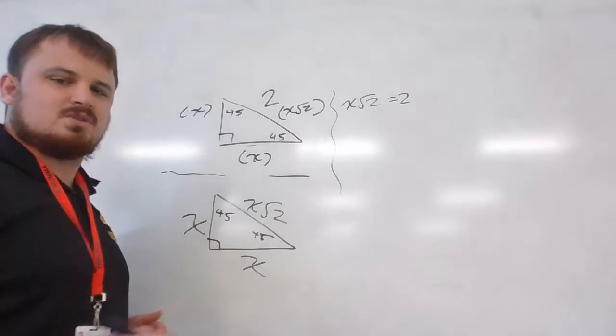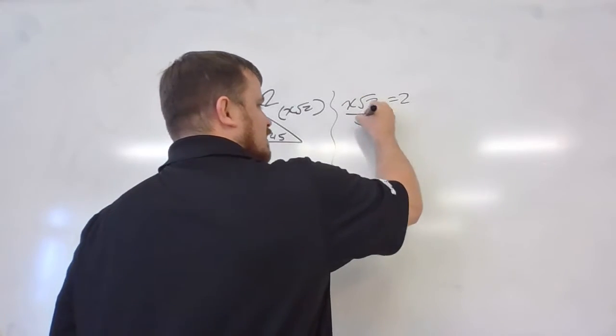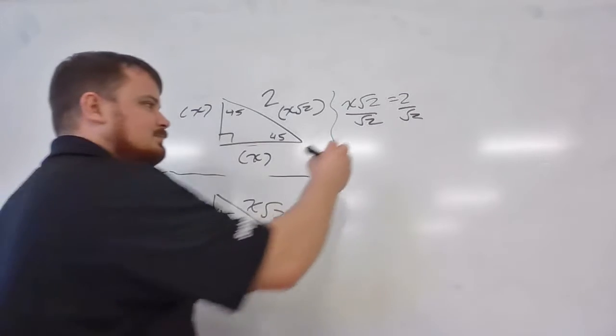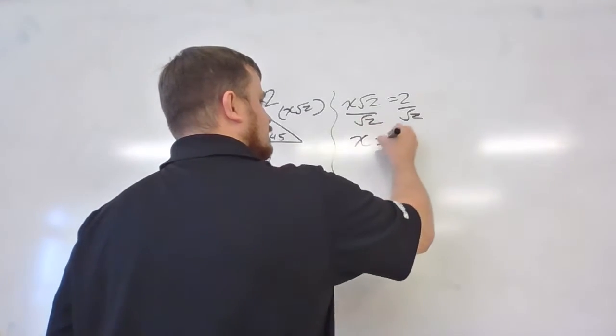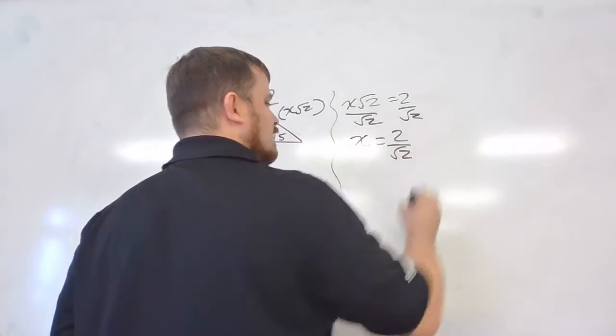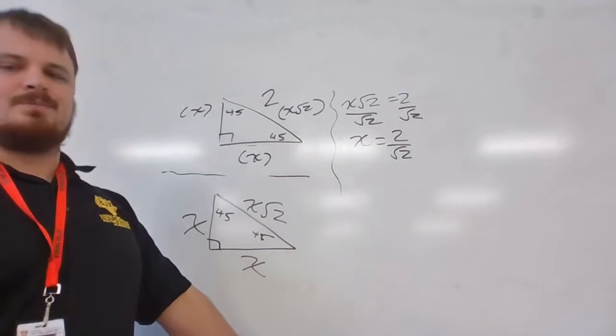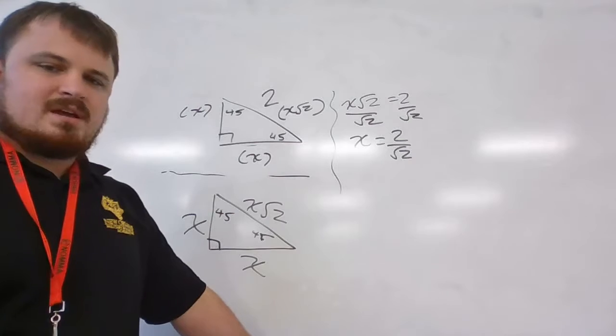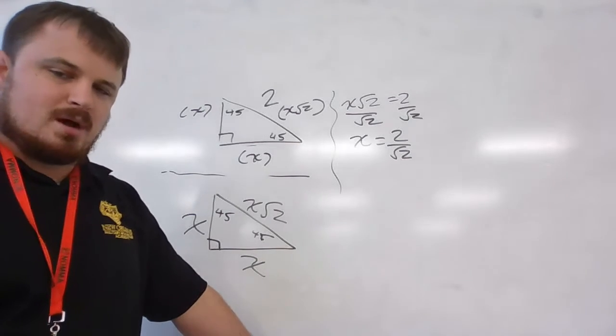Now let's solve to get X alone. So divide both sides by root 2. So now X equals 2 over root 2. We would like to leave our answer there and call that good enough. However, you cannot have root 2 on bottom.